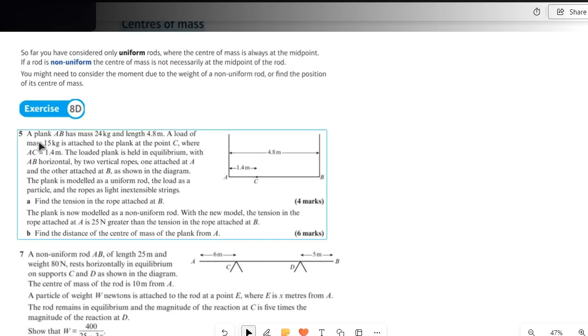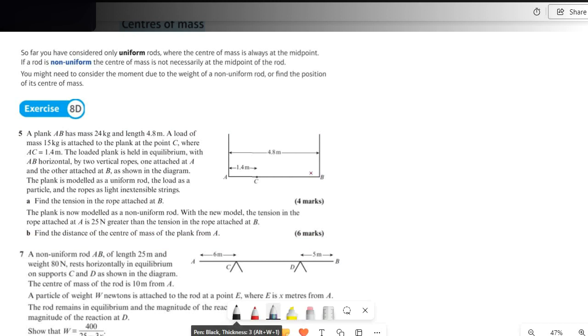exercise 8D. In number 5, a plank AB has mass 24 kg and length 4.8 meters. A load of mass 15 kg is attached to the plank at the point C where AC is equal to 1.4 meters. The loaded plank is held in equilibrium with AB horizontal by two vertical ropes, one attached at A and the other attached at B as shown in a diagram. The plank is modeled as a uniform rod, the load as a particle, and the ropes as light inextensible strings. For number A, we have to find the tension in the rope attached at B.